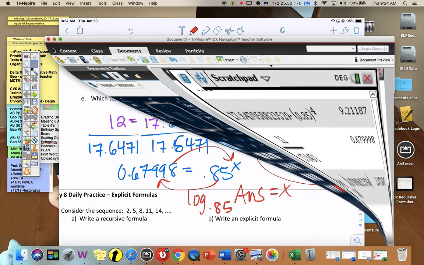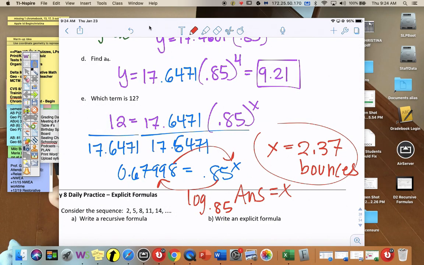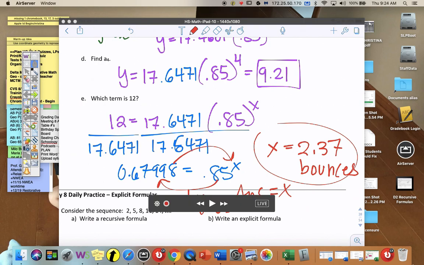Okay, so today we'll practice using the explicit formulas to solve, and we'll review that also in the coming days.